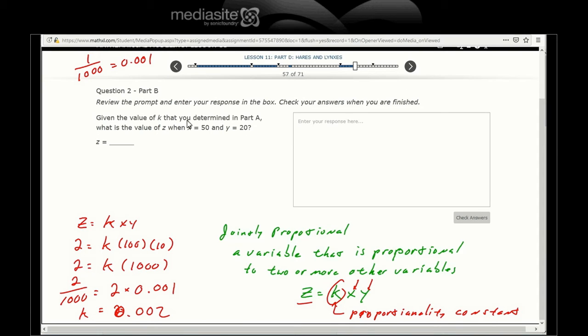Given the value of k from part A, find the value of z when x is 50 and y is 20. So z is 0.002 times 50 times 20, which is 0.002 times 1,000. So z equals 2. Same as before.